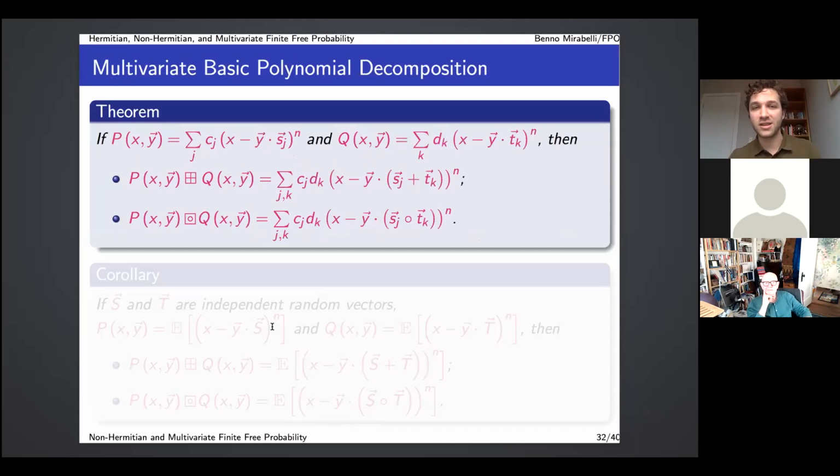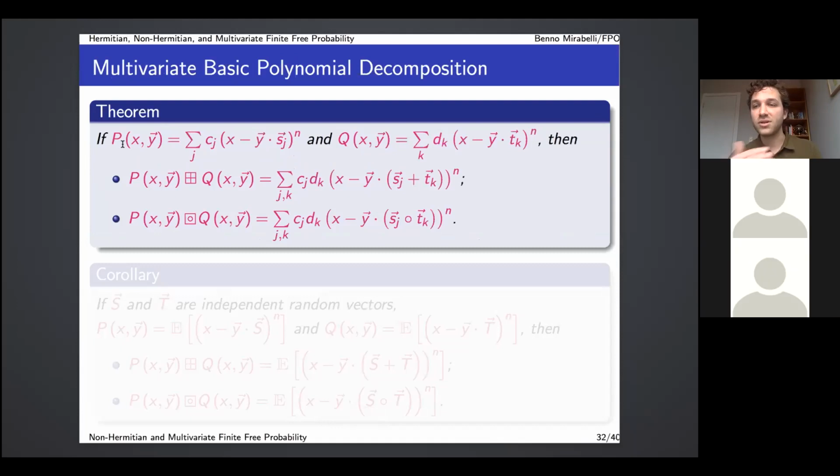this corresponding theorem, where if I represent some multivariate polynomials, P and Q, as a weighted sum of multivariate basic polynomials, then their multivariate finite free additive and boxed convolutions can be written in this new weighted sum of multivariate basic polynomials in this way.